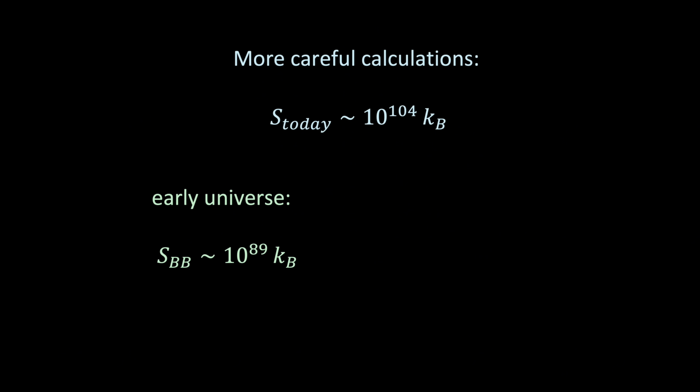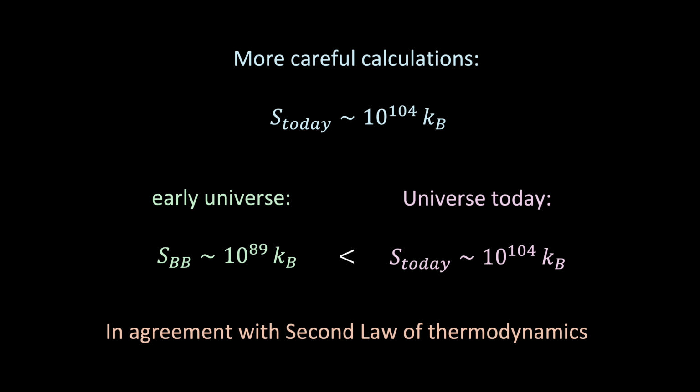More careful and precise calculations using the observed mass distribution of supermassive black holes gives a value closer to 10 to the power of 104 times Boltzmann's constant. So we can now begin to see the big picture emerge. As we've seen, the early universe, soon after the Big Bang, had an entropy of order 10 to the 89 times Boltzmann's constant, dominated by smooth thermal radiation, whereas the universe today has an entropy of order 10 to the power of 104 times Boltzmann's constant, dominated by supermassive black holes. And importantly, we see that the entropy really has increased enormously, and this is in agreement with the second law of thermodynamics. Okay, but what about the future of our universe?